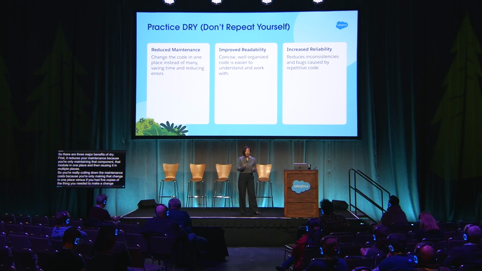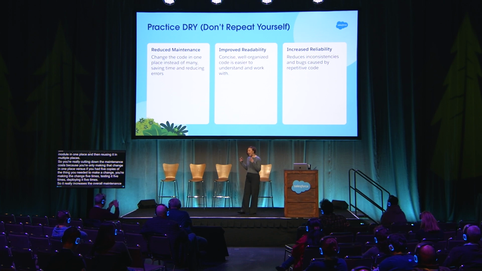So DRY really fixes that, right? There are 3 major benefits of DRY. First, it reduces your maintenance because you're only maintaining that component, that module, in one place, and then reusing it in multiple places. So you're really cutting down the maintenance costs because you're only making that change in one place, versus if you had 5 copies of the thing, you needed to make a change. You're making the change 5 times, testing it 5 times, deploying it 5 times. So it really increases the overall maintenance.